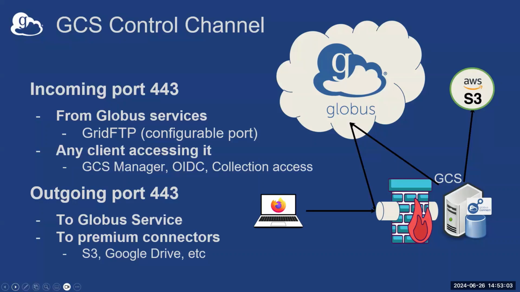GCS itself needs to be able to connect outgoing to port 443 on Globus services. And if you're running any kind of premium connectors or cloud service storage systems that GCS is a front to, it needs obviously to connect to those. So, if GCS has a S3 connection, GCS needs to be able to connect to S3 for obvious reasons. And those are typically on port 443 also.